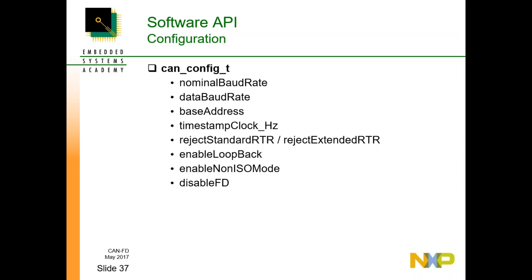Enable non-ISO mode, when true, uses the version of CAN-FD that was before ISO standardization took place, and in general we recommend this should always be false. Disable FD, when true, configures the CAN controller for classical CAN mode with no FD support, so that's for backwards compatibility. Note that for this to work, we need to know the speed of the clock to the CAN controller. This is easily achieved by calling the standard function SystemCoreClockUpdate, and then using the SystemCoreClock variable.